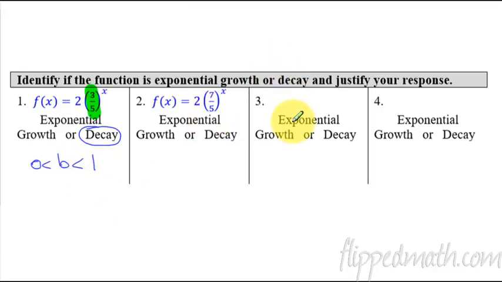Next example. So again, here's our example. You want to get that written down. f of x equals 2 times 7/5 raised to the x. We're using function notation, but hopefully that's not throwing you off at all. And that here is our b. Is that greater than 1 or less than 1? 7 divided by 5 is going to be larger than 1, so it is exponential growth because b is greater than 1.